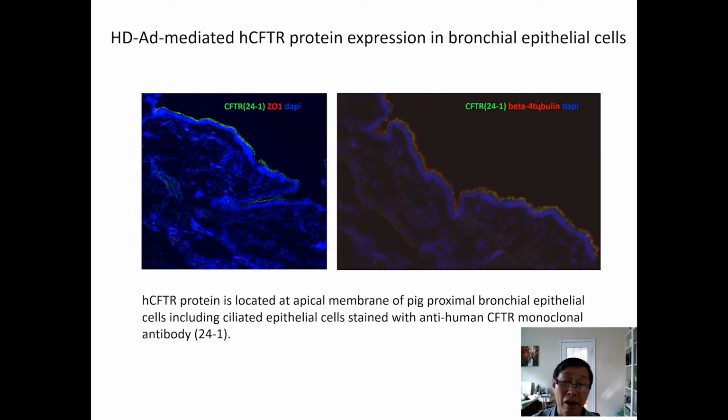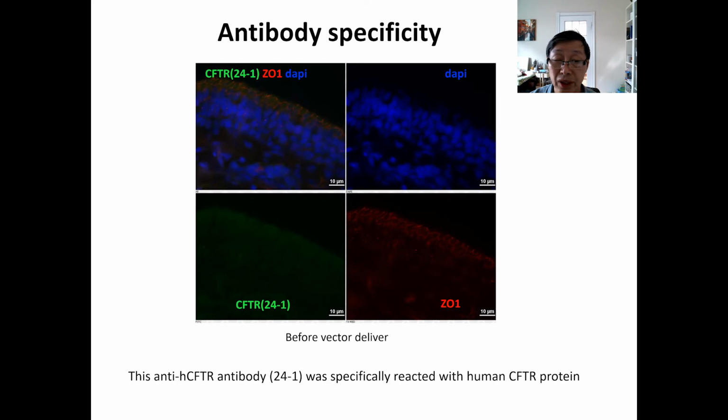We have also successfully demonstrated human CFTR expression in pig lung. The expression was shown by antibody staining, as seen here in the green fluorescence. This antibody is specific for human CFTR protein, not for pig CFTR protein. As you can see here, without gene delivery, you don't see any specific signal. So that means the antibody is specific.